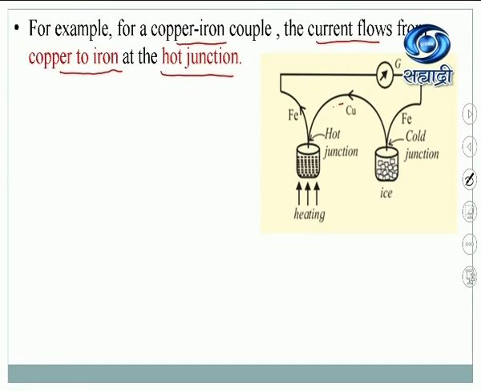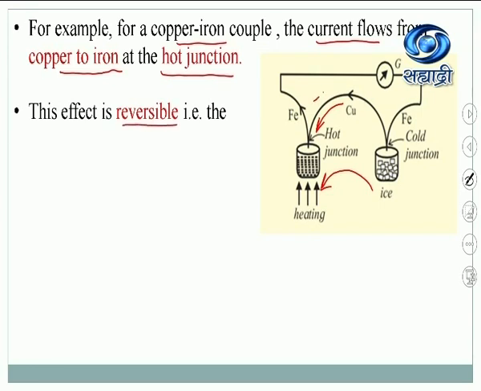Current flows from copper to iron and from cold junction to the hot junction. This is important, remember. Current flows from copper to iron, from cold to hot junction. Now this effect is reversible also. We can reverse this also.